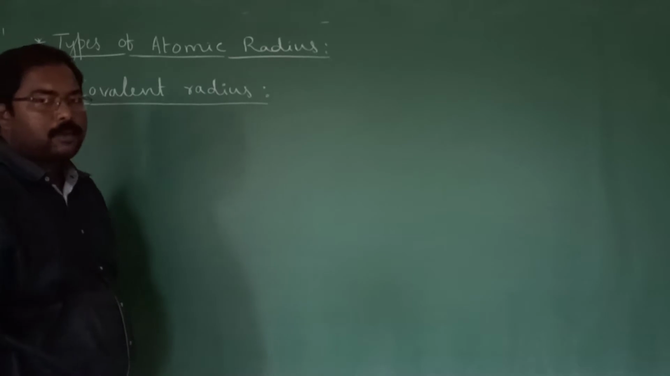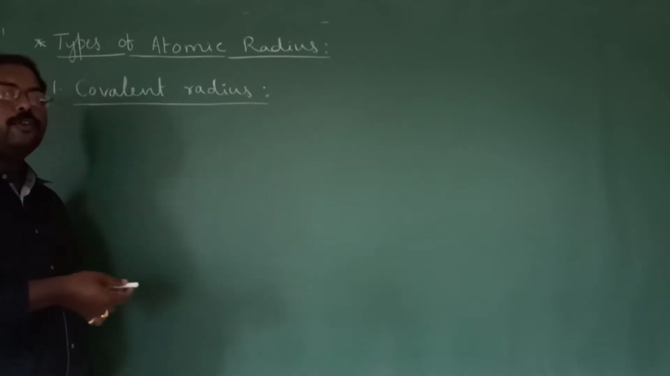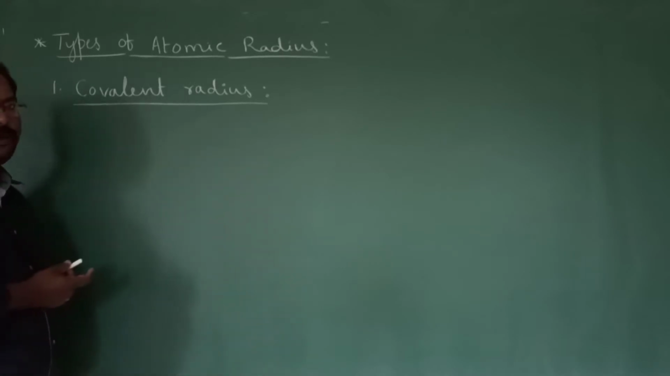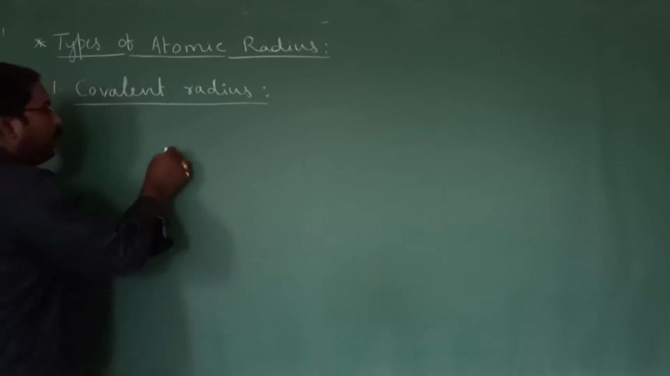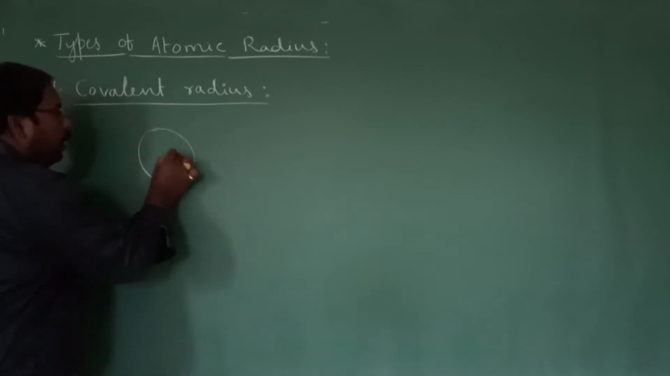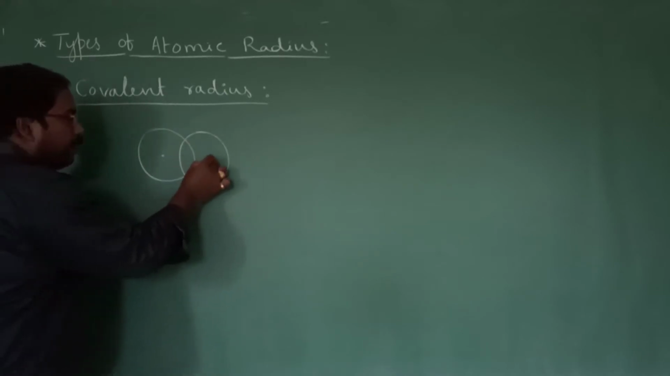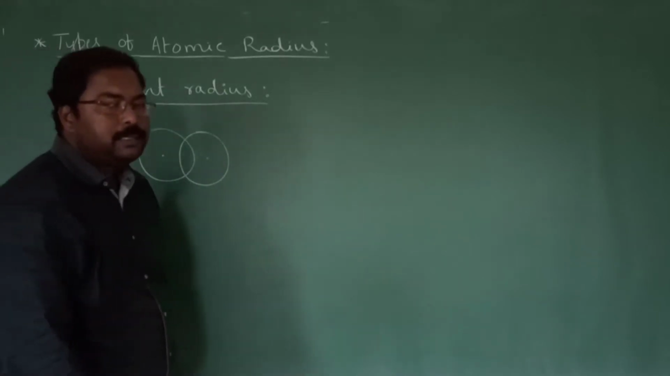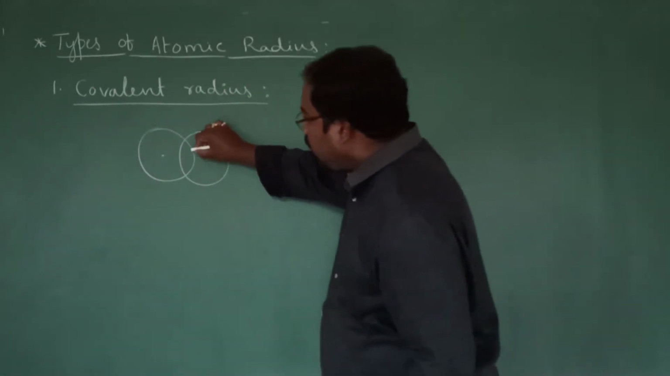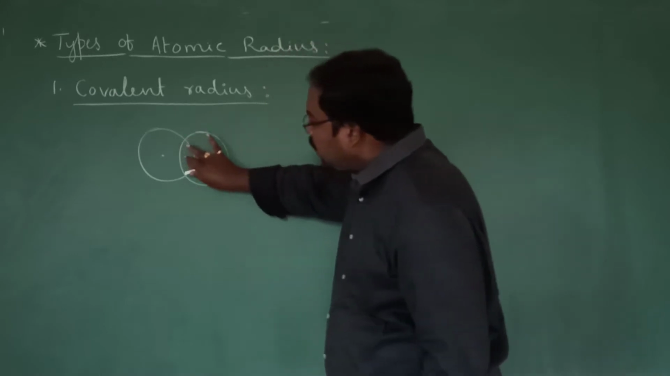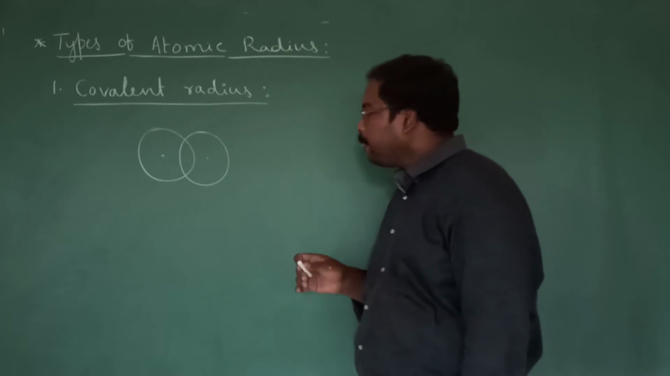covalent radius. Okay, so from the name it is clear, covalent. As we all know how a covalent bond is formed. We all learned in the lower classes that a covalent bond is formed because of the mutual sharing of a pair of electrons, right? Covalent bond means mutual sharing of a pair of electrons. We all know that. So here the 2 electrons will be present. These electrons will be mutually shared between the 2 atoms.